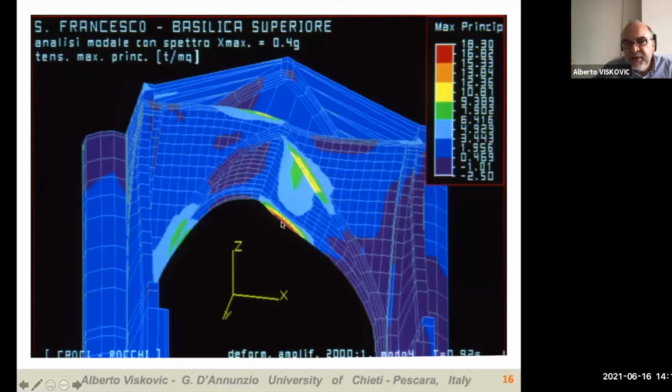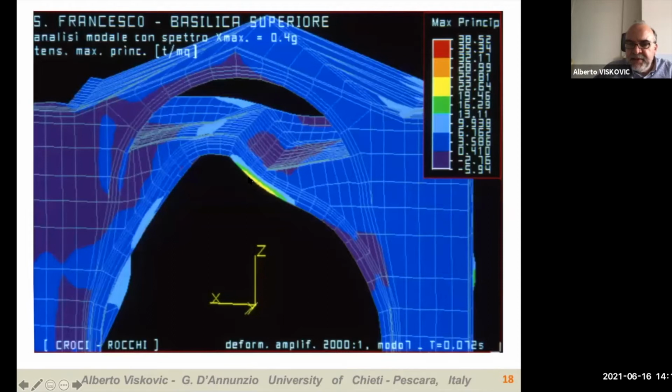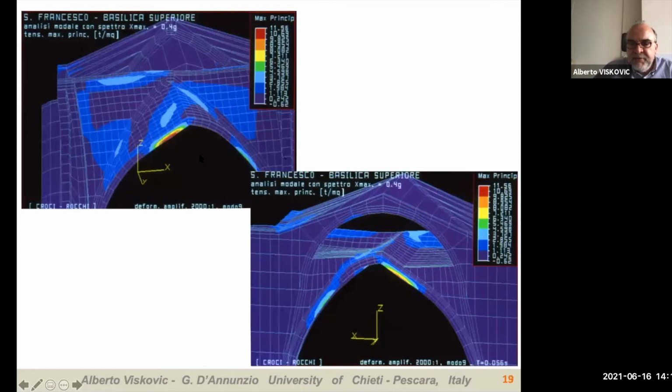Okay, this is mode 4, then this is mode 5, and another time we can see that the maximum tensile stress is in the transversal arch in this point. Then this is mode 7, and another time the maximum tensile stress is in this position. Here we have mode 9, another time the maximum tensile stress is in this position, while the diagonal arches are not very stressed. So from this analysis, we have the perfect assessment that this rubble filling was the main cause of this collapse in the Basilica of Assisi.